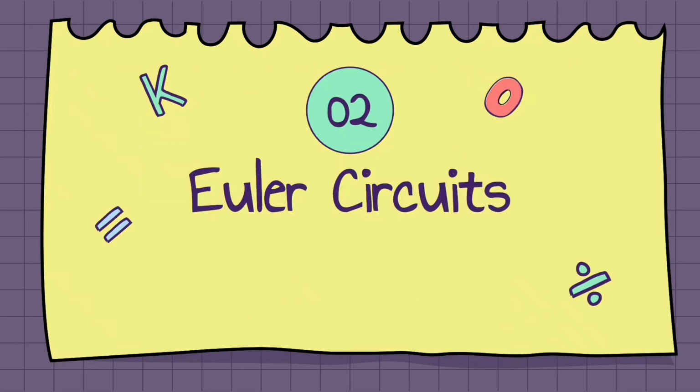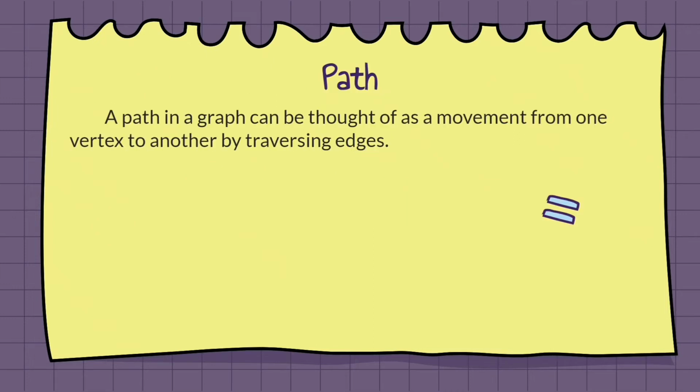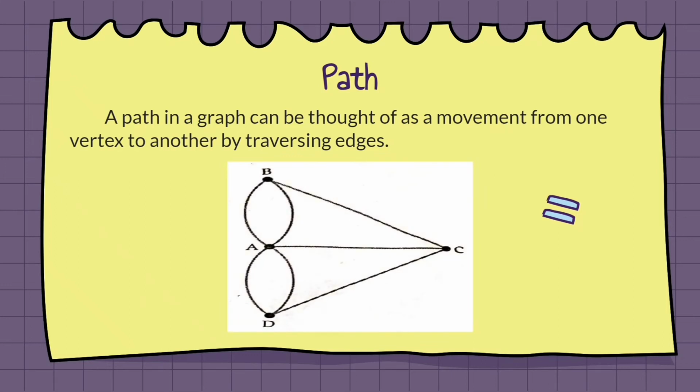Okay, now let's move on to Euler circuits. To better understand Euler circuits, we need to establish some terminology. First, we have path. A path in a graph can be thought of as a movement from one vertex to another by traversing edges. So we can refer to our movement by vertex letters. For example, in the graph, one path would be A to B to A to C. So that is considered a path.